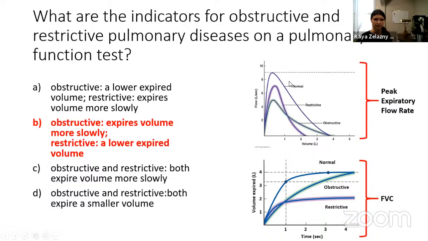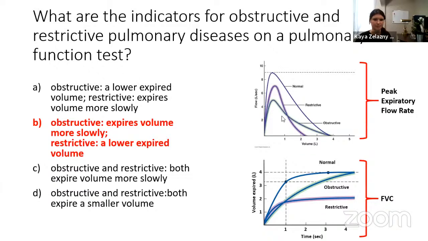We could identify these partially by looking at either a flow volume curve or this curve of volume over time. I'll note that you might be getting a little flipped with these words. An obstructive disease is the one that has to do with resistance, even though restrictive kind of sounds like resistance. Think about restrictive as being like a cage around the lung, right?